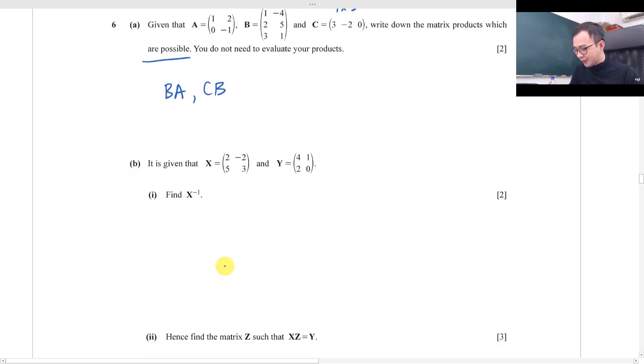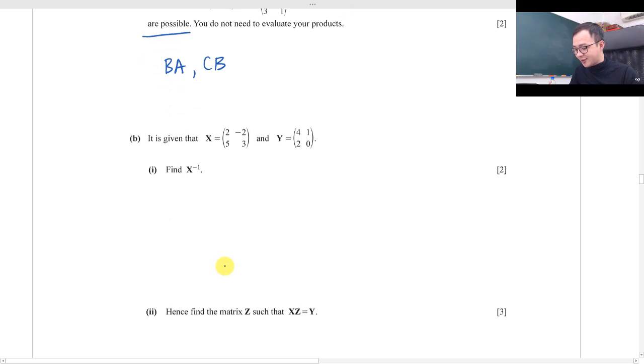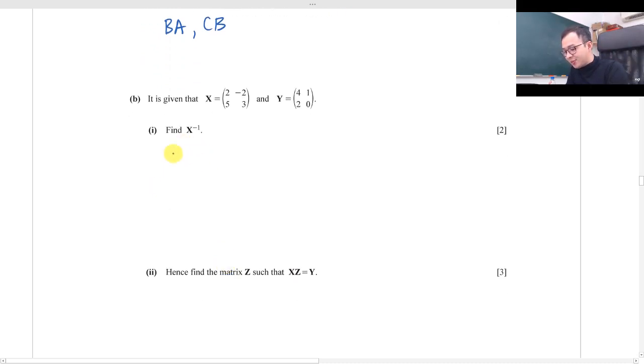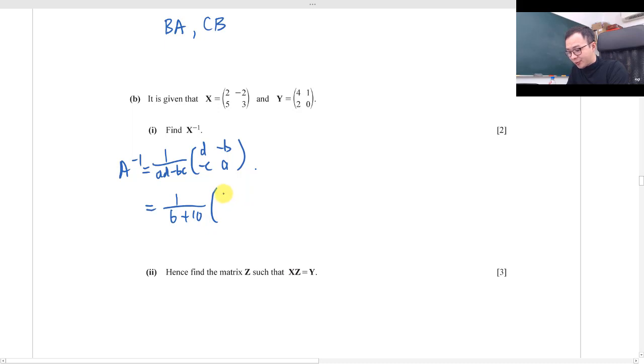Okay, given that X is this one, asked to find X inverse. So just remember the inverse formula, which is 1 over AD minus BC, and then D, negative B, negative C, A. Yeah, I haven't done inverse matrix for too long, so a bit blurry. So this one will be 6 minus negative 10, meaning plus 10. And then swap, you will get 3, 2. Both of these add negative, you get 2, negative 5. Alright, so it's 1 over 16 times 3, 2, negative 5, 2.